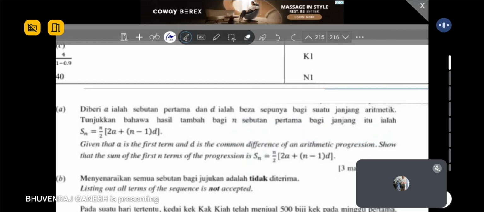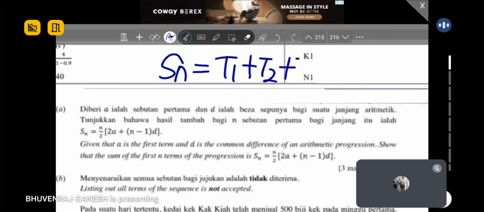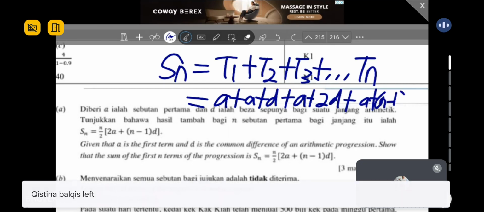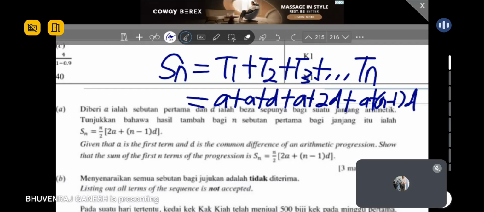So guys, again, SN equals to what? T1 plus T2 plus T3 plus ... Tn. Tn is your nth term. Sebutan ke n. So now you write out T1 is A, T2 is A plus D, T3 is A plus 2D, Tn is A plus n minus 1 D. So this is how you form one equation, satu persamaan. Okay, now the important part is your second equation, persamaan kedua.